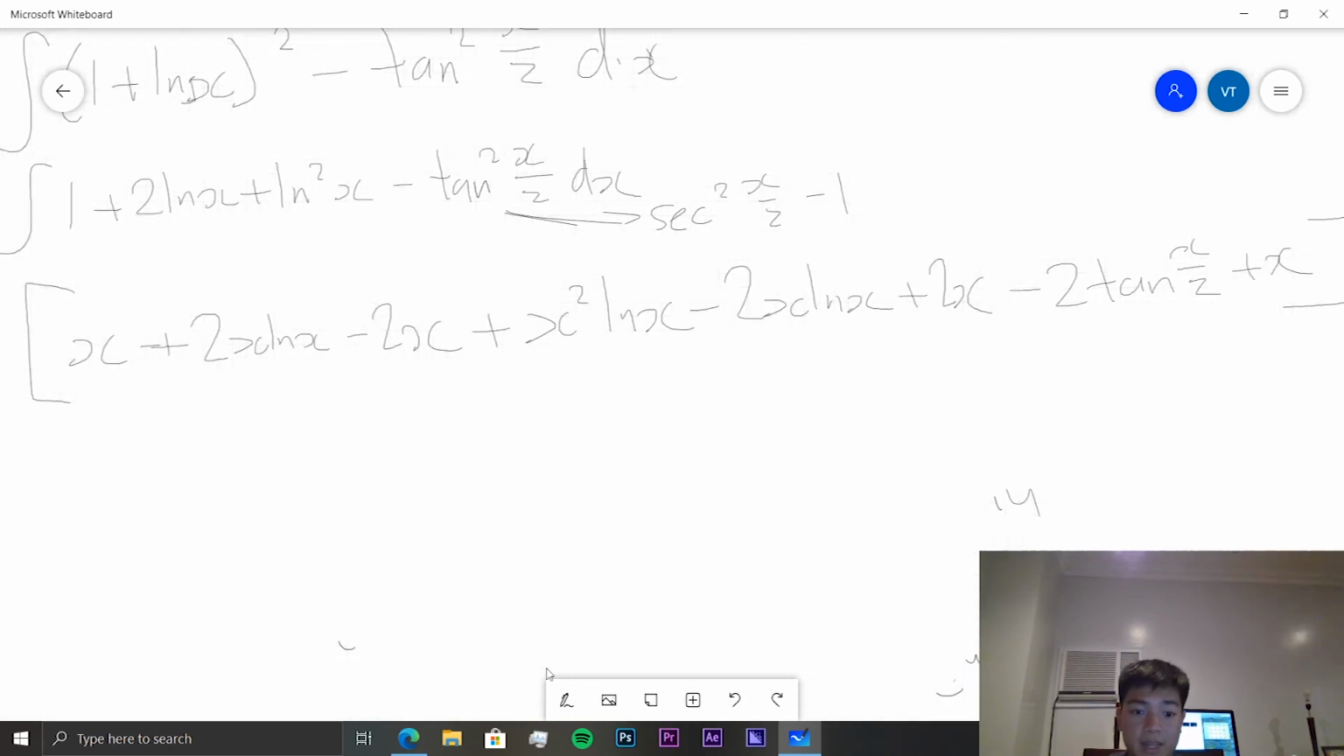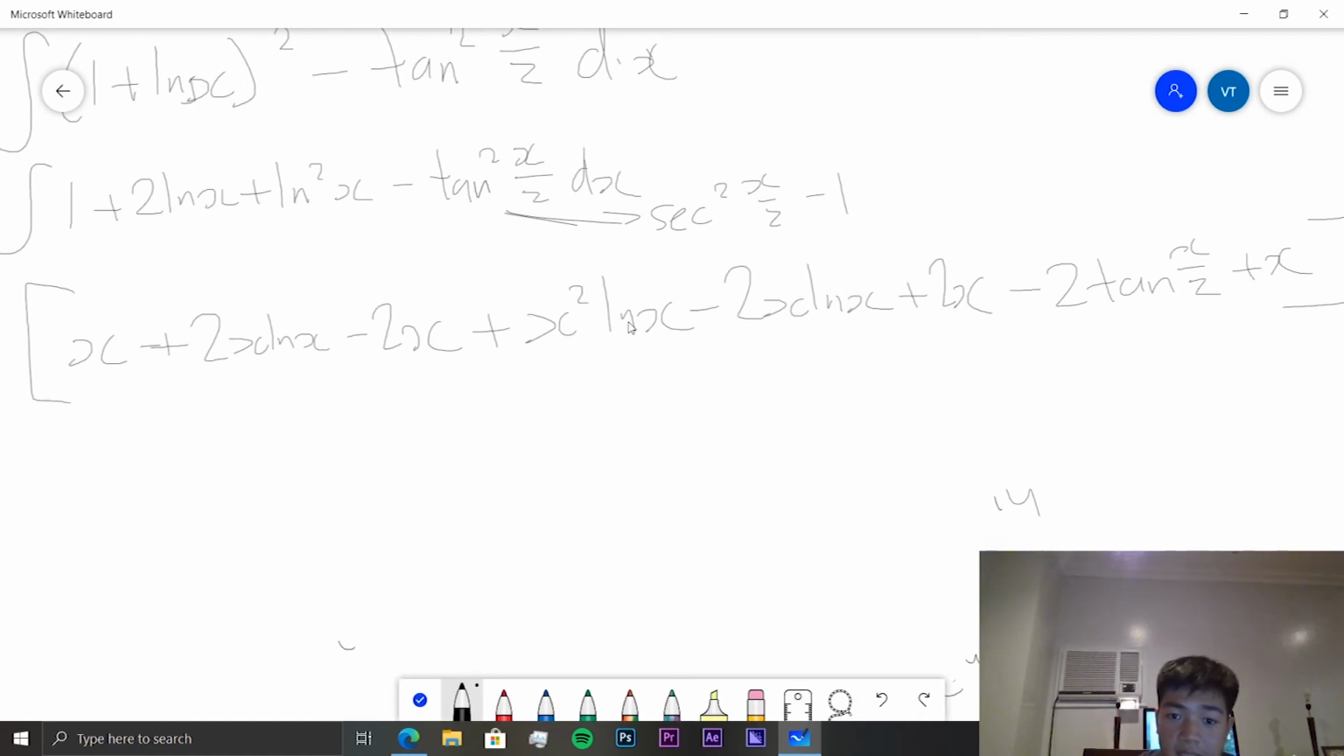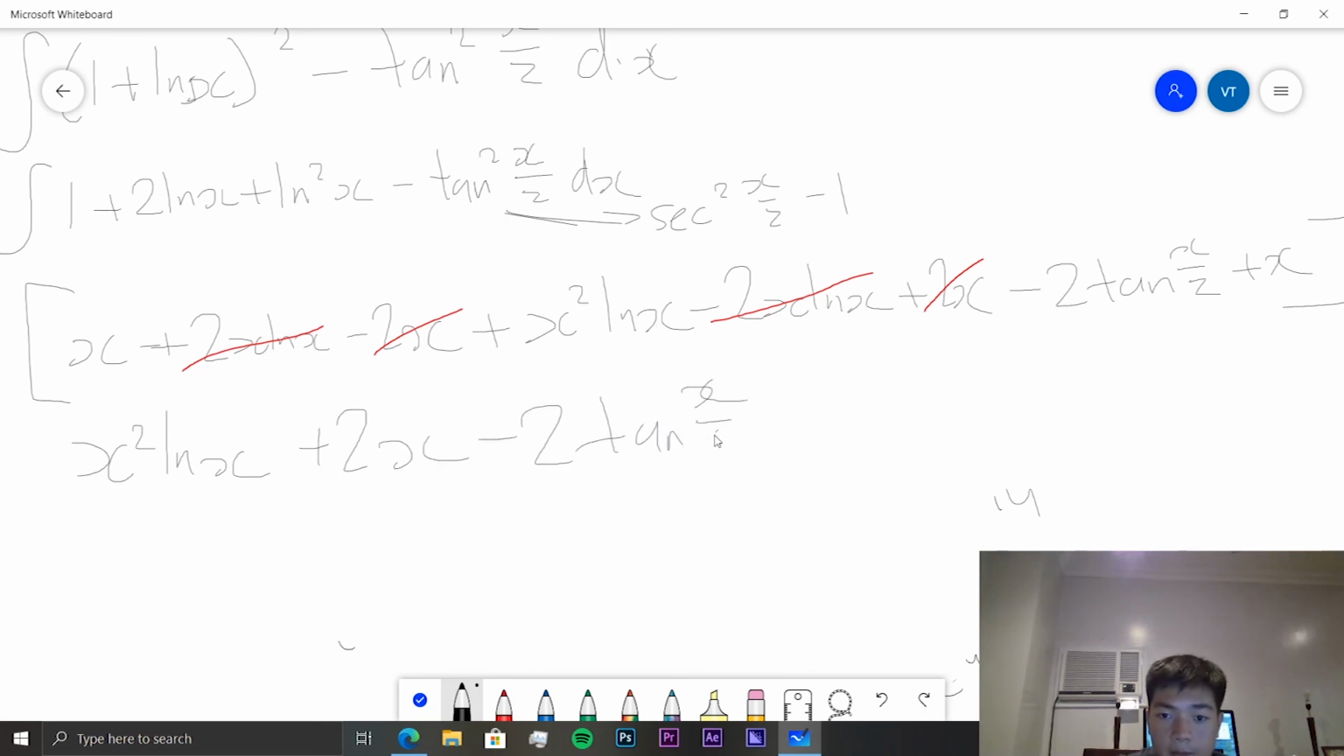So let's combine like terms. I think we have quite a few. First, anything with ln x in it. So these two actually cancel out. That leaves us with x squared ln x, x minus 2x plus 2x plus x, so we have 2x minus 2 tan x over 2.